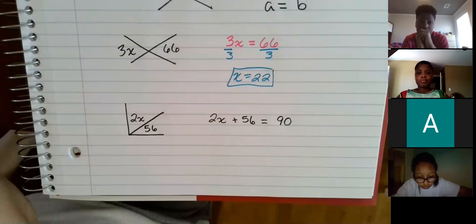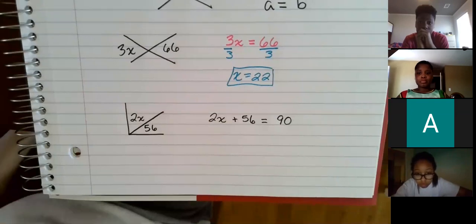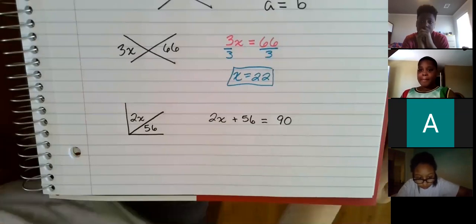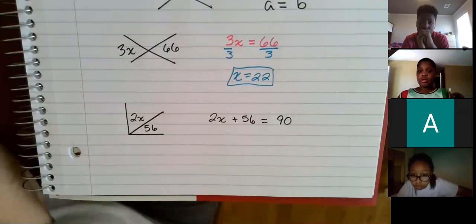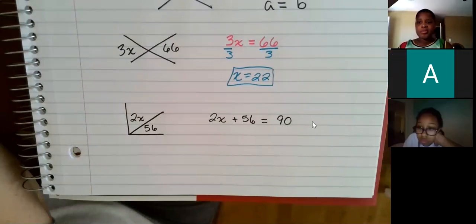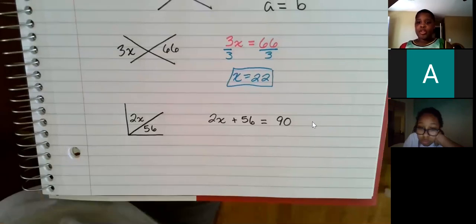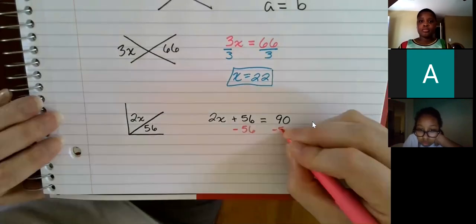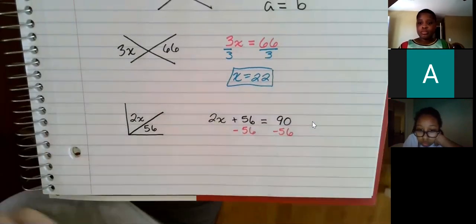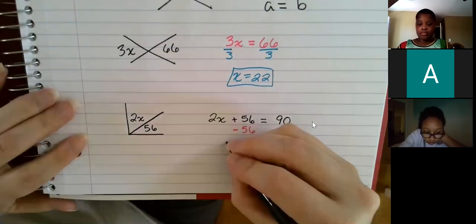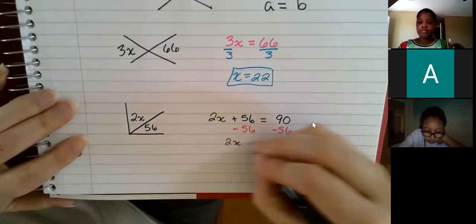Okay, so if we were to work this problem out, Jimmy, what is the first step that we would need to do? Go ahead and unmute yourself and tell me what's the first step to solving this problem. Inverse operation. We subtract 56 from 90. Very good. So if we do 90 minus 56, that's going to give us 34.